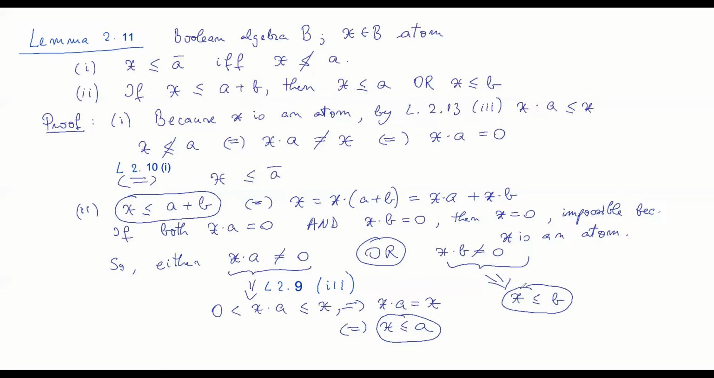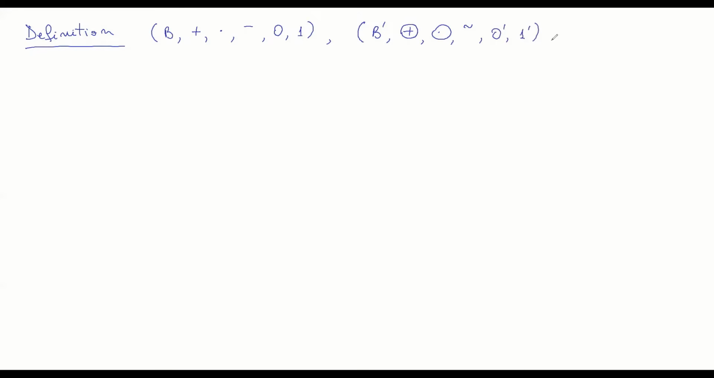So with these results, now we are ready to formulate and to prove this representation theorem. And this is going to go in the following way. First, I define the notion of what an isomorphism is. So I have this definition. Let me just take two Boolean algebras. So I take B with the operations plus, dot, bar, some element 0 and some element 1. And I also take another Boolean algebra, let's say this is set B prime. I have a different addition operation, a different multiplication operation, a different unary operation, and obviously a different 0 and a different 1 element. And let these be two Boolean algebras.